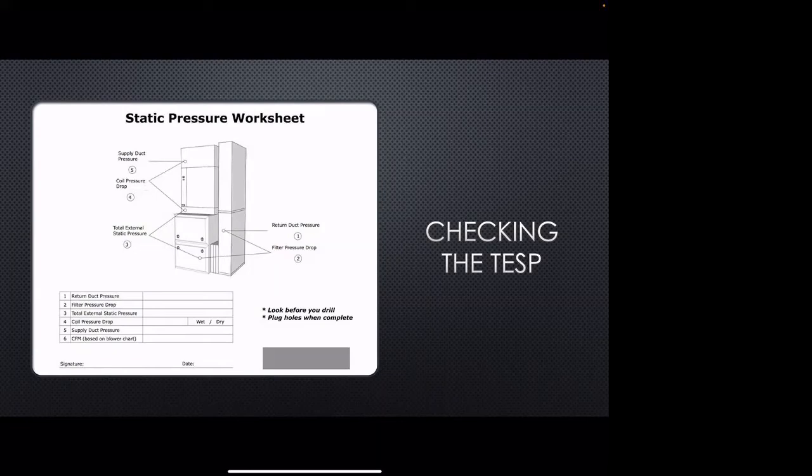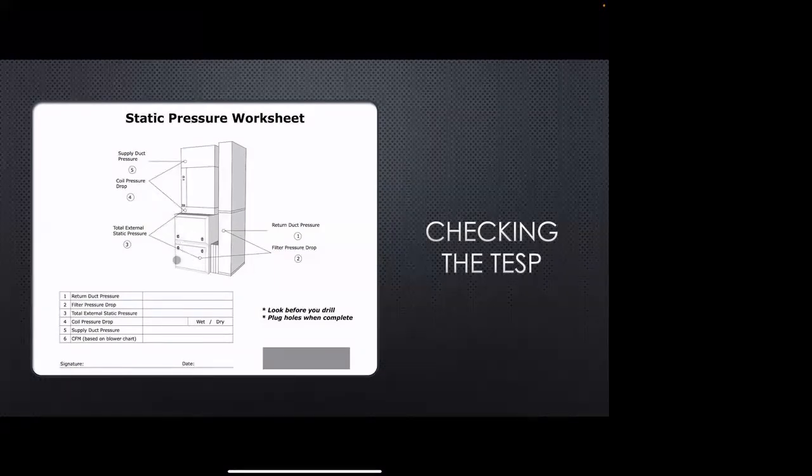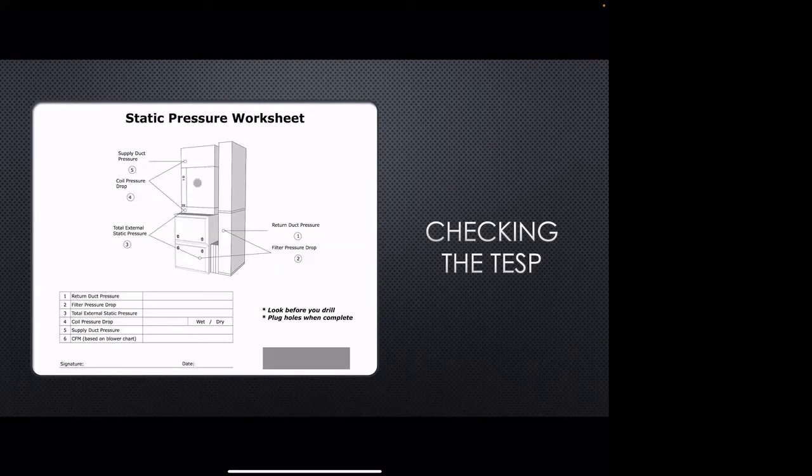Coil product data. Beautiful. If you look up the product data of that coil, it will tell you, based off of how much CFM or how much air is running across that coil, and if that coil is either wet or dry, what that pressure drop should be. So there's our 4 points.